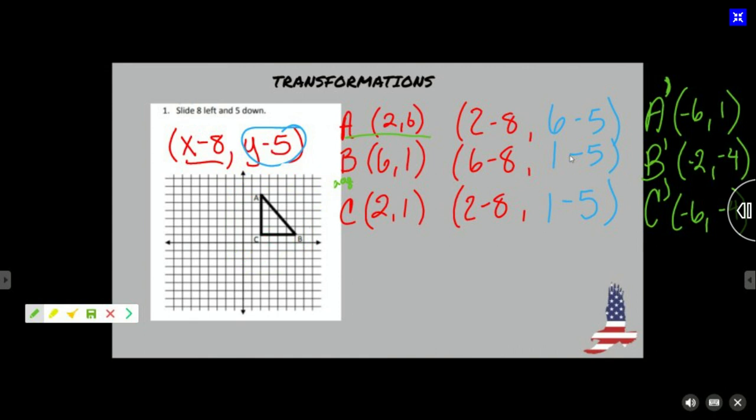So I have negative 6, left 6, 1, 2, 3, 4, 5, 6, and up 1. 1, negative 5, 1, 1, 2, 3, 4. That ain't right. I'm looking at the rules, aren't I? Negative 6, 1. 1, 2, 3, 4, 5, 6, and up 1. Negative 2, negative 4. Negative 6.